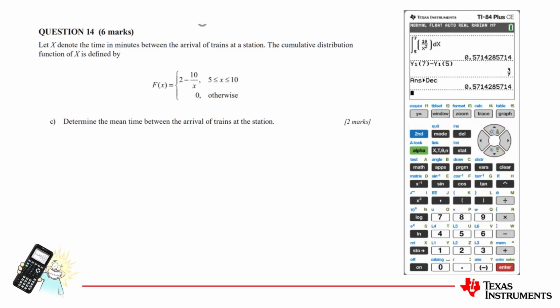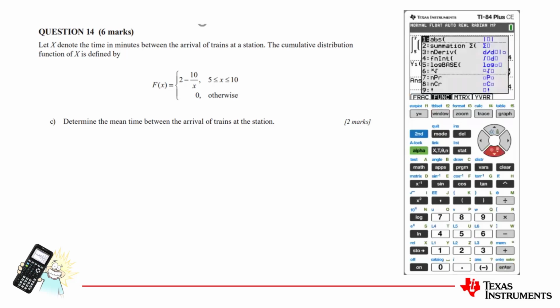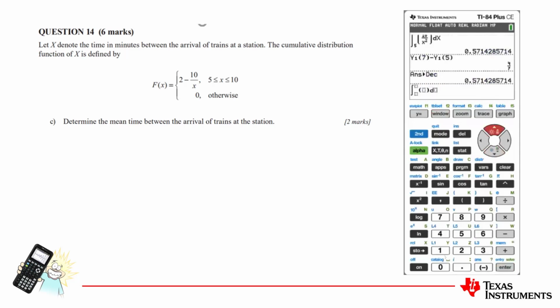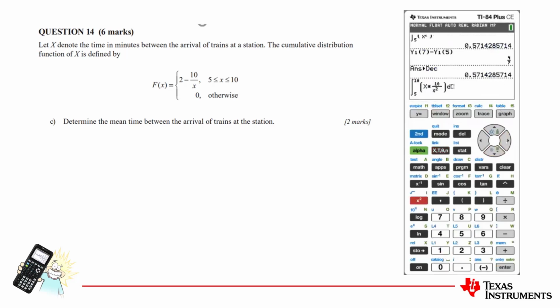Okay, question C, we're determining the mean time between the arrival of the trains at the station. So to find the mean, we're multiplying our probability density function by x and integrating between the upper limit and the lower limit. So I'm looking at the integral, in this case, from upper limit of 10, lower limit of 5 of x times 10 over x squared with respect to x.